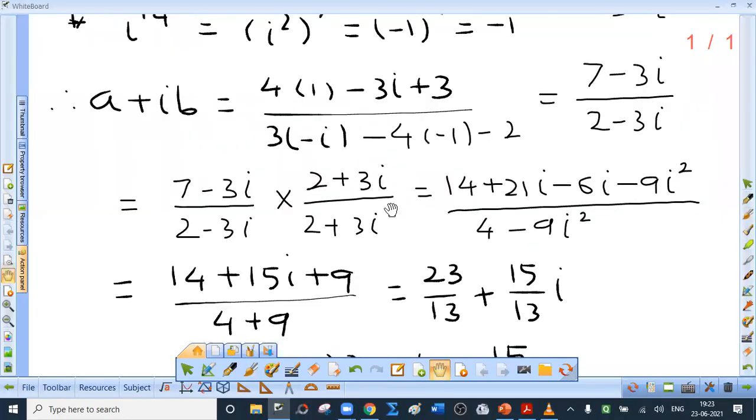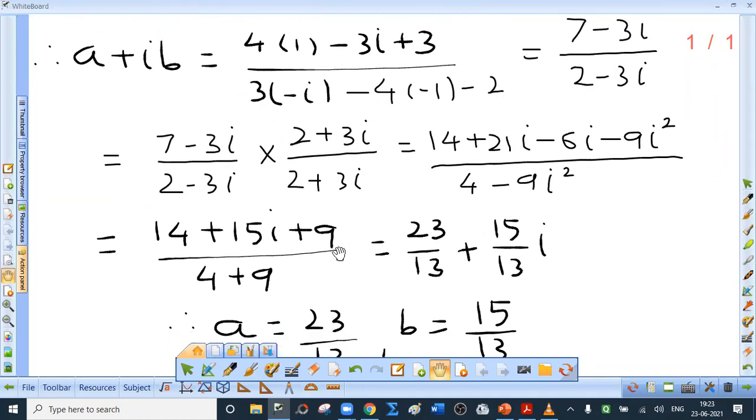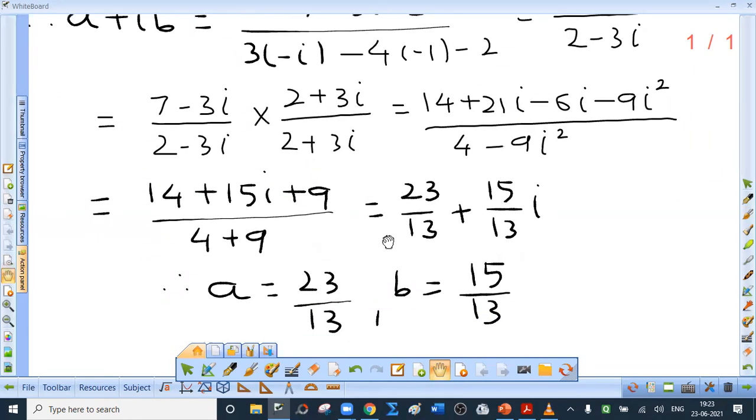So a plus ib is this, multiply numerator and denominator by the complex conjugate of denominator, which is 2 plus 3i. Open the brackets. In the denominator, you can directly say a minus b, a plus b, a square minus b square. So 4 minus 9 i square is minus 1. So you get 23 upon 13 plus 15 upon 13 i. So what is a? 23 by 13. And what is b? 15 by 13.